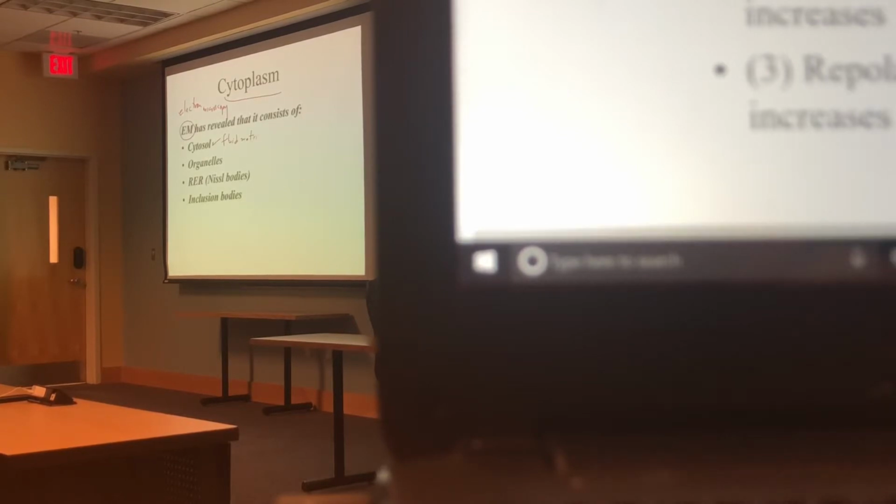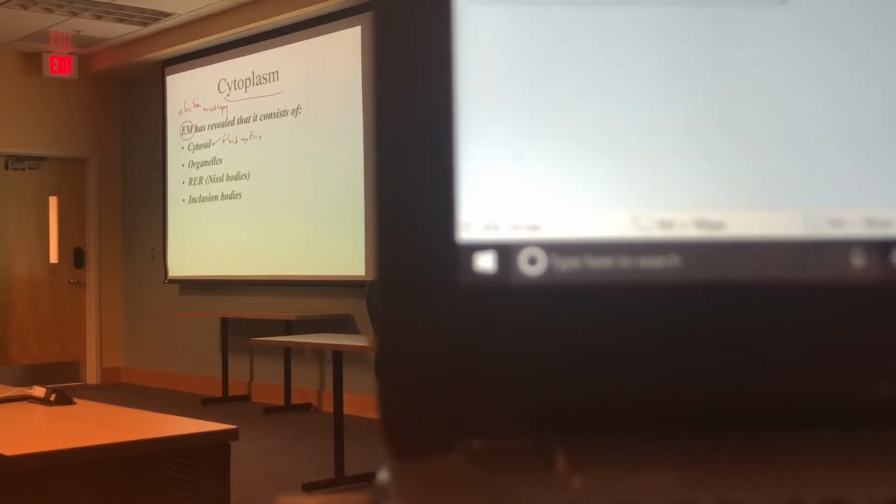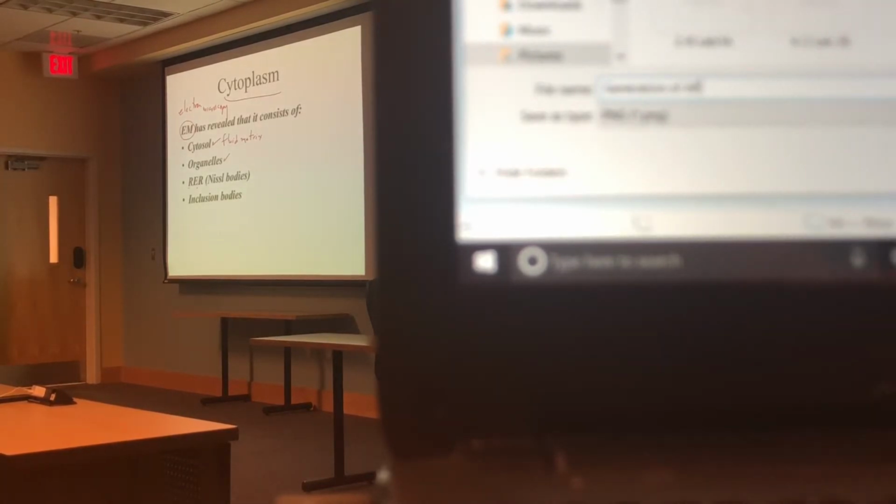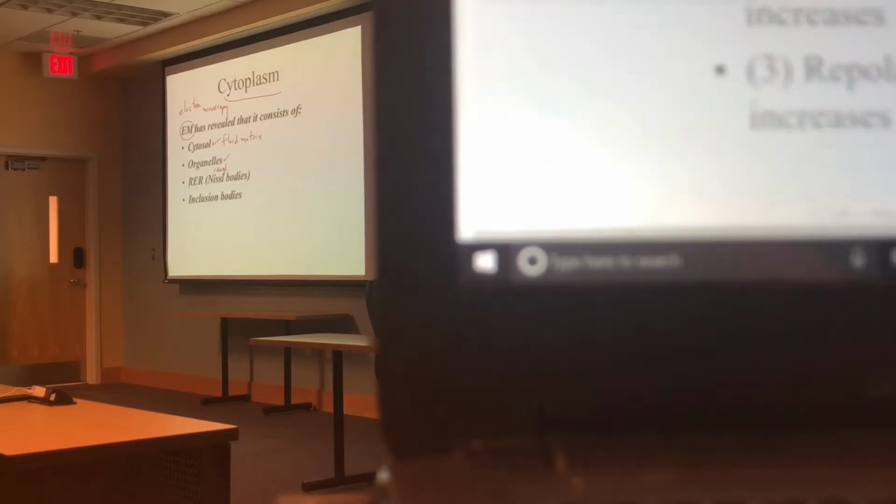It is the fluid matrix, right? Then you have your organelles, the little mini organs. You have rough ER. What does RER stand for? Rough what? Endoplasmic, very good. Reticulum. Why do they call it rough? What does it have attached to it? No? Ribosome. Okay, it has a bunch of ribosomes. Rough endoplasmic reticulum. They call it that because it has a bunch of little ribosomes attached to it. Okay? The smooth ER doesn't have any, but the rough ER has a bunch of that.